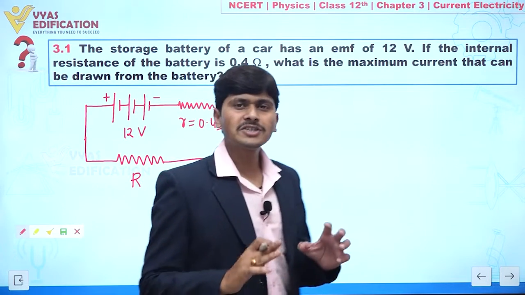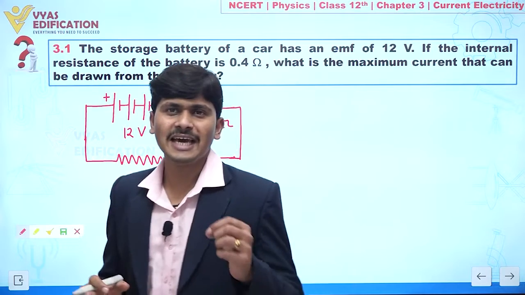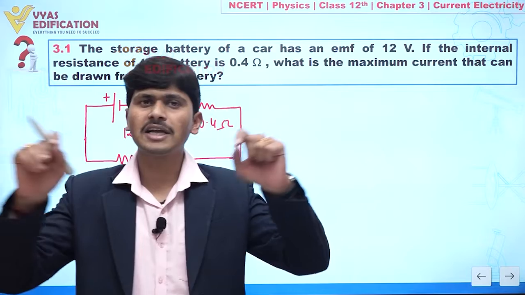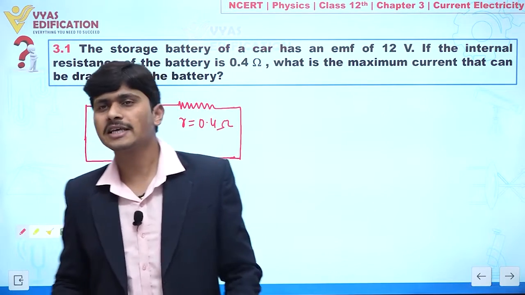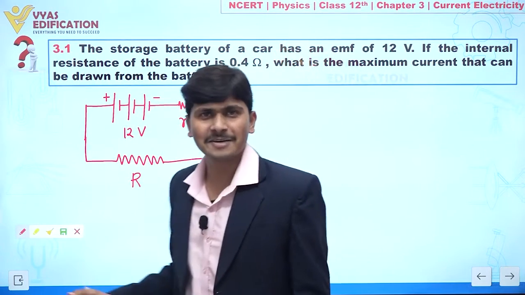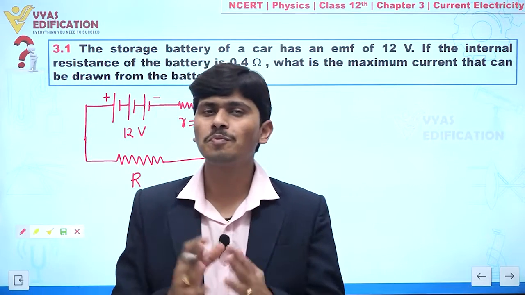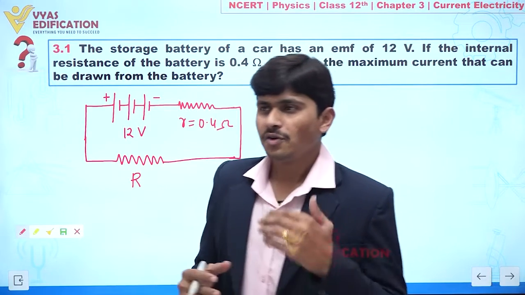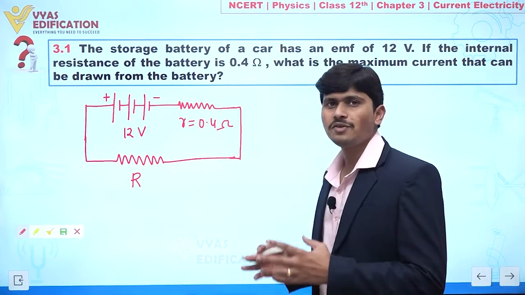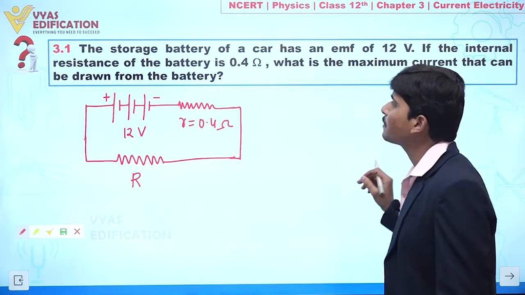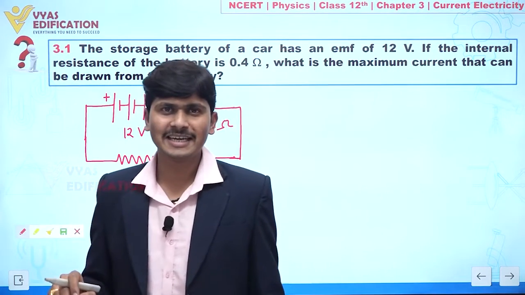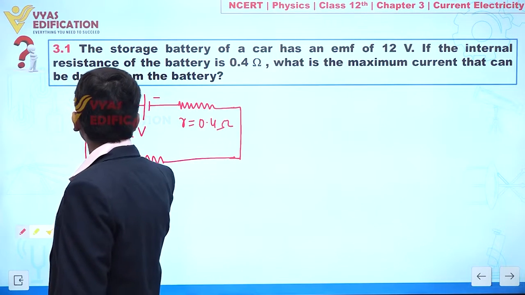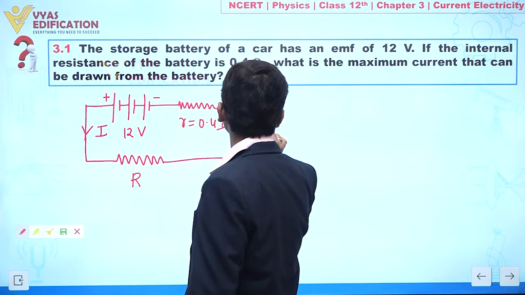Clear? Now first of all let us try to understand what is EMF. Let's suppose we have a battery, and if we connect a voltmeter across the ends of the battery, and the battery is not connected in a circuit, at that time the potential difference between these two plates is known as EMF. Clear? Now in this question our objective is to calculate the maximum current that can be drawn from the battery. So let's suppose this is a closed circuit, and the current drawn in this circuit is I.